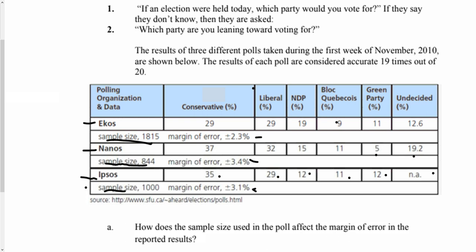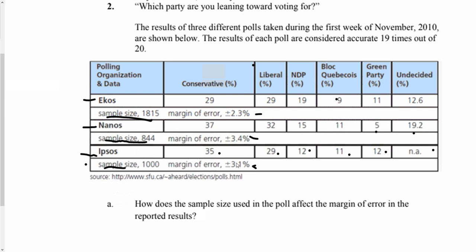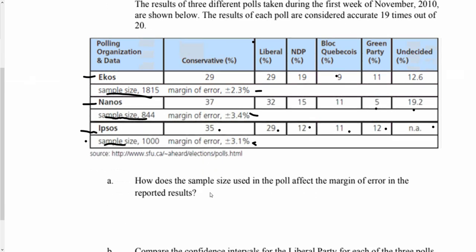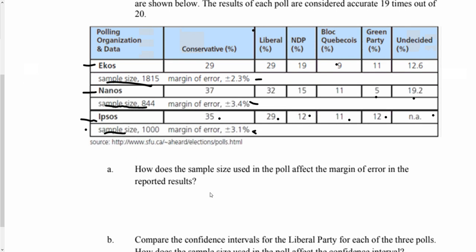Okay, so if we look here, how does the sample size used in the poll affect the margin of error? The bigger our sample size, the smaller our margin of error is, and that's usually what happens. The more people you call, the more data you collect, the more accurate your numbers are. So as sample size goes up, margin of error goes down. That's a down arrow.